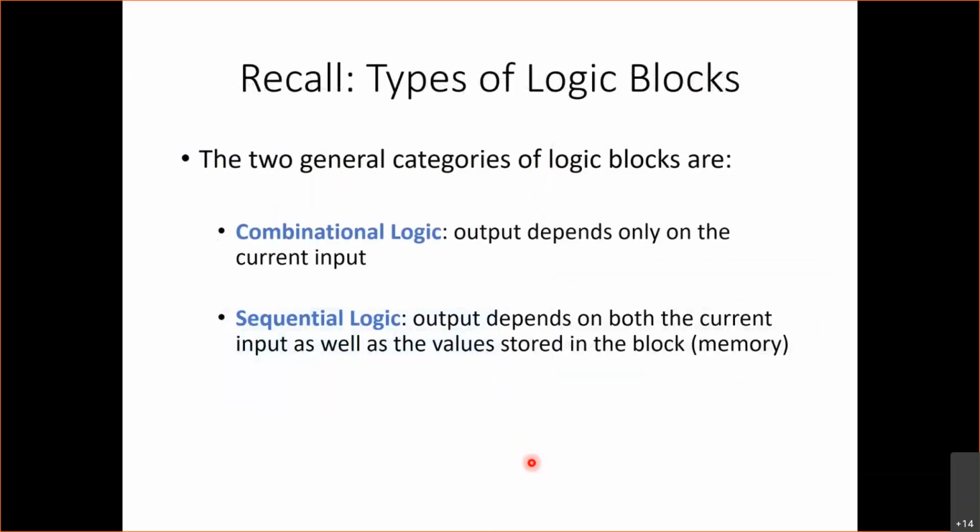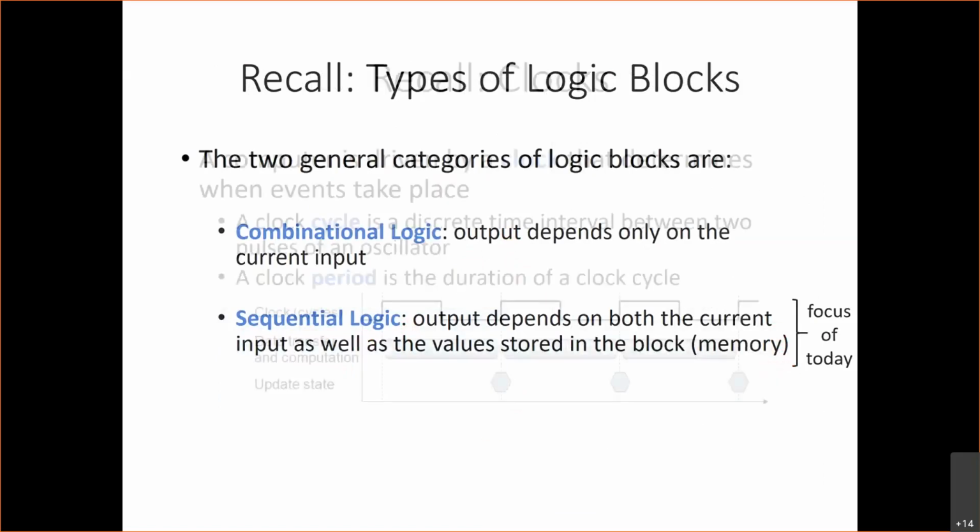So a while back, we said that there are two general categories of logic blocks: combinational logic, where the output depends only on the input, and sequential logic, where the output depends on both the input as well as some values stored inside of the circuit. We started by focusing on combinational logic, and today we're going to start talking about sequential logic.